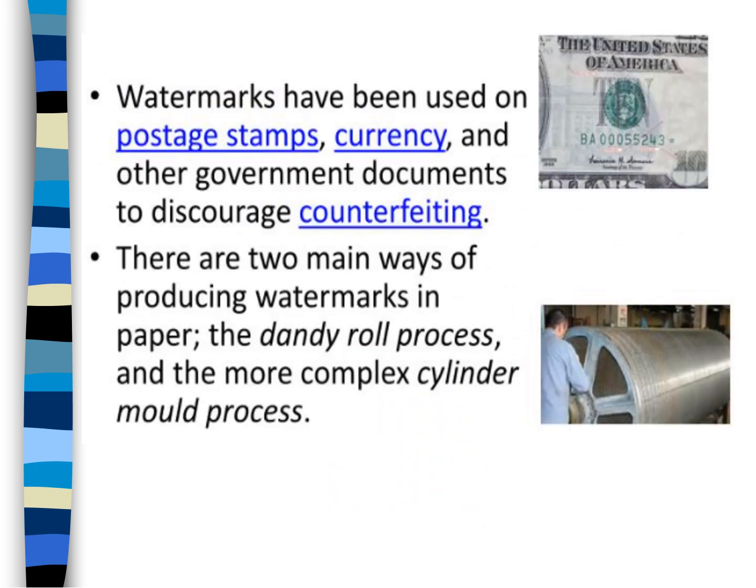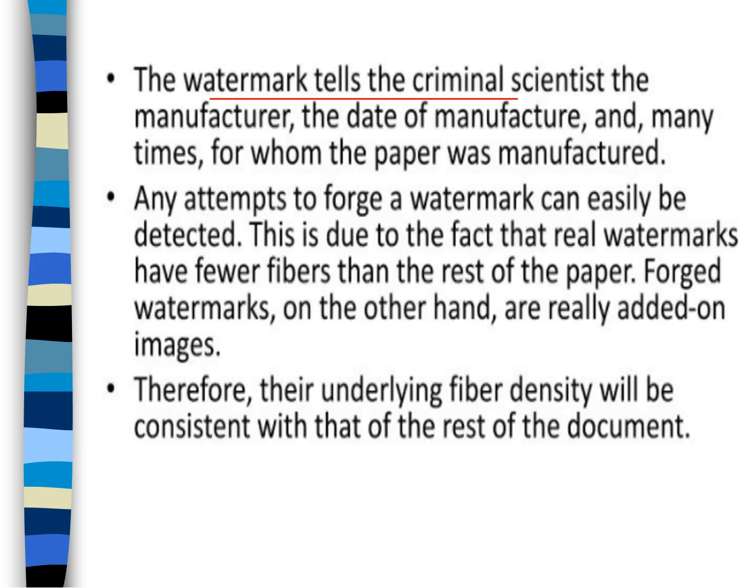So watermarks have been used on postage stamps, currency and other government documents to discourage counterfeiting. So untuk mengelakkan penipuan, kebiasaannya memang akan ada watermark lah pada duit, postage stamp dan juga government document. So there are two main ways to produce a watermark in paper. The first one is the dandy roll process, and the other one is the cylinder mold process. So the watermark tells the forensic scientist and the manufacturer the date of manufacture and many times for whom the paper was manufactured.